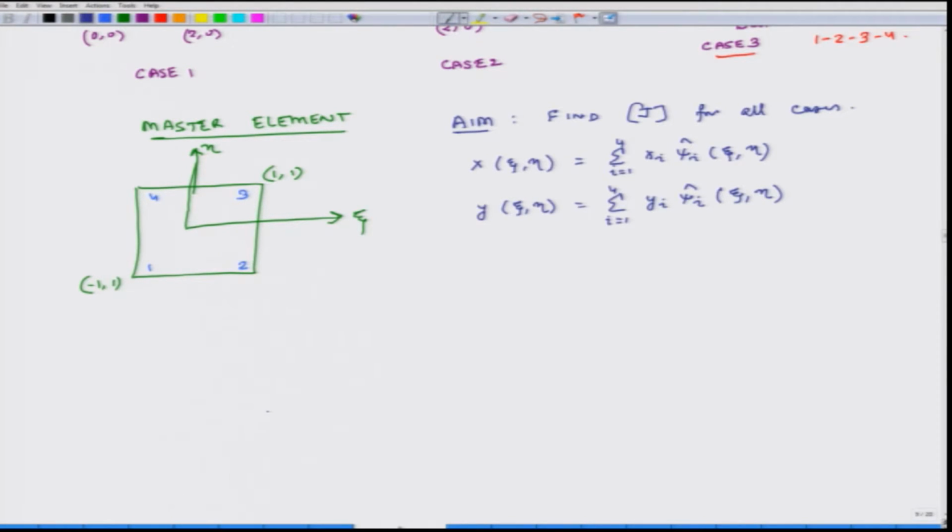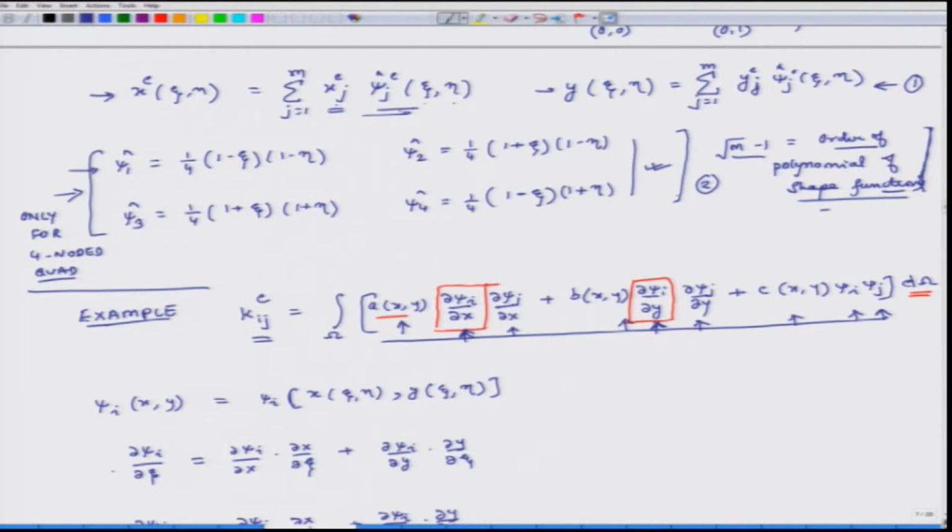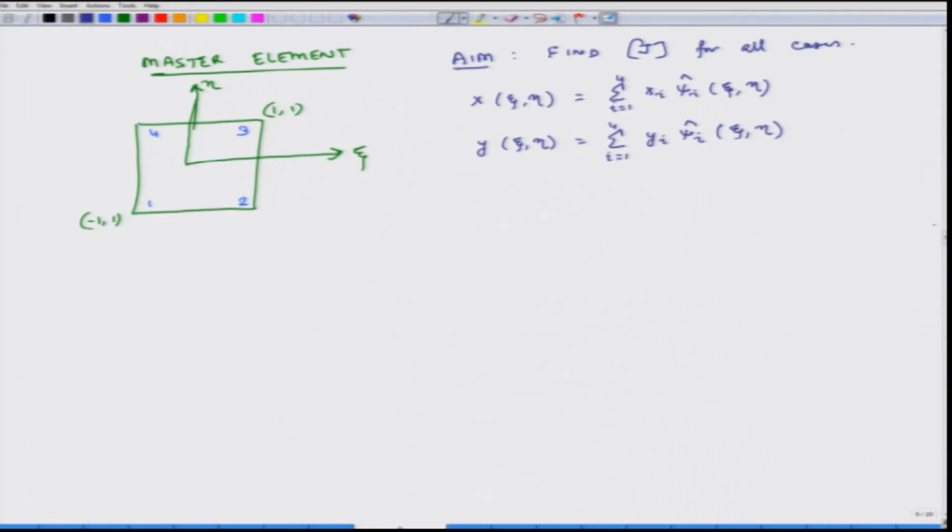And what are these shape functions? These shape functions will have a value of 1. Psi 1 hat will have a value of 1 at node 1, and it will be 0 at all other locations. So, we had developed these shape functions earlier. We had written expressions. These are the 4 shape functions. So, I do not have to write these 4 shape functions again.